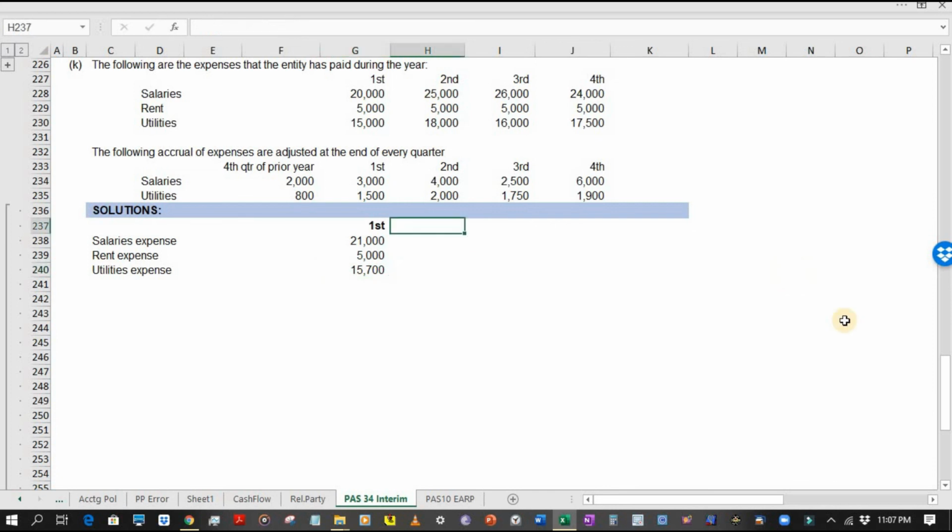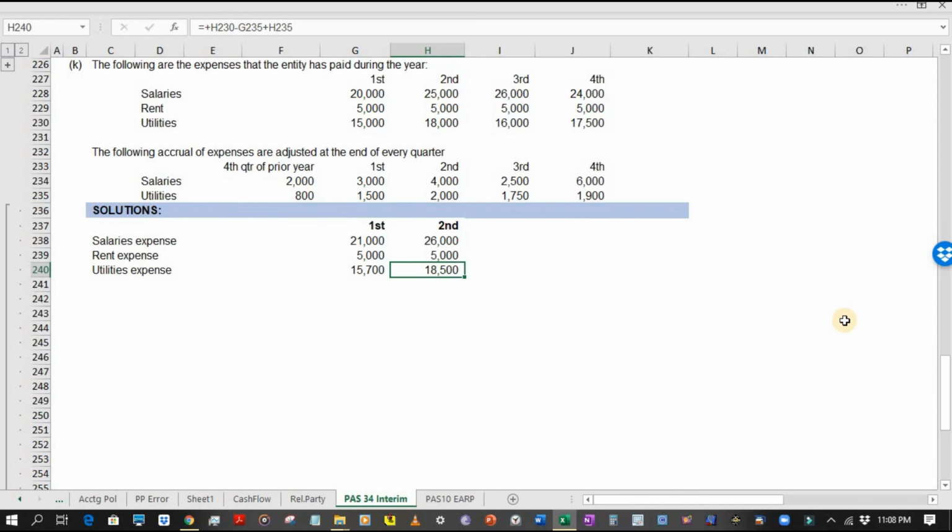Now let us proceed to the second quarter. Same procedure. For the salaries expense, that will be 26,000 pesos. That is the ending balance of 4,000 plus the payment of 25,000 less the beginning balance of 3,000. Then for rent expense, same as in the first quarter, it is based on cash payment because we have no beginning or ending balances for rent payable. Then for our utilities expense, this is computed as 18,000 plus 2,000 less 1,500 pesos.